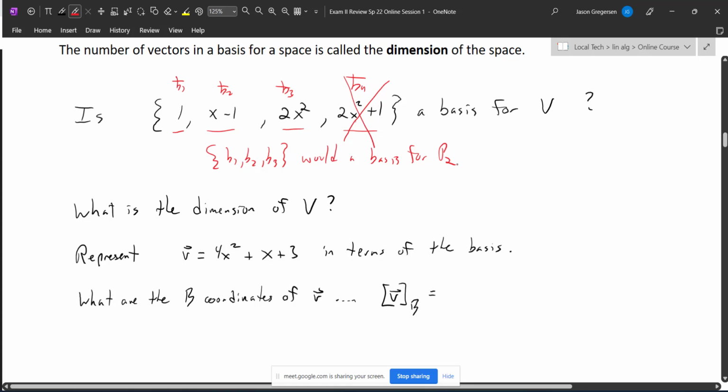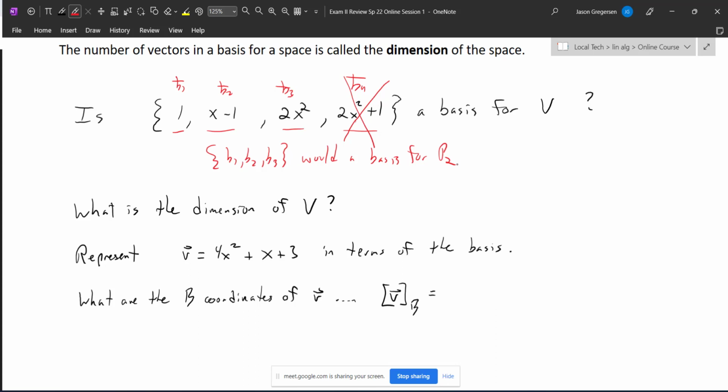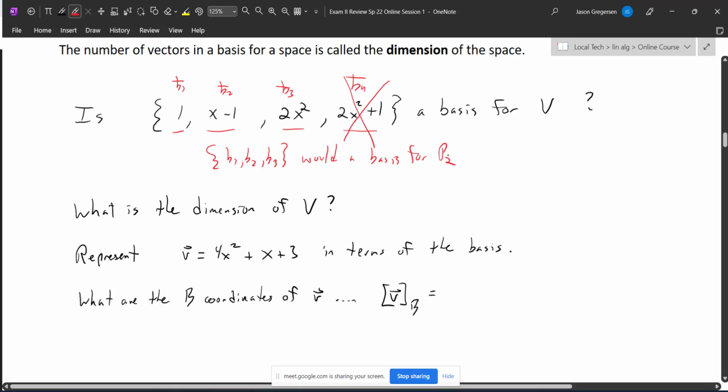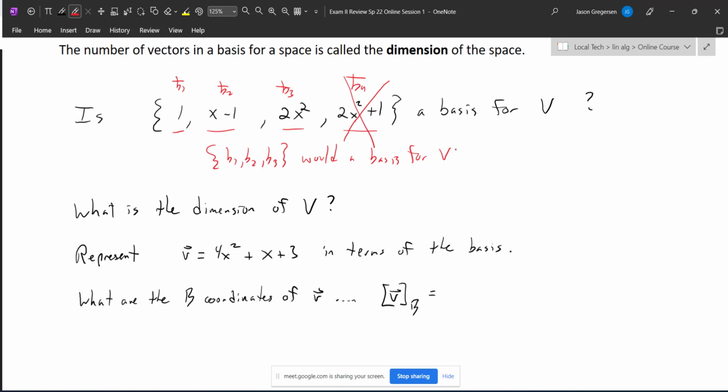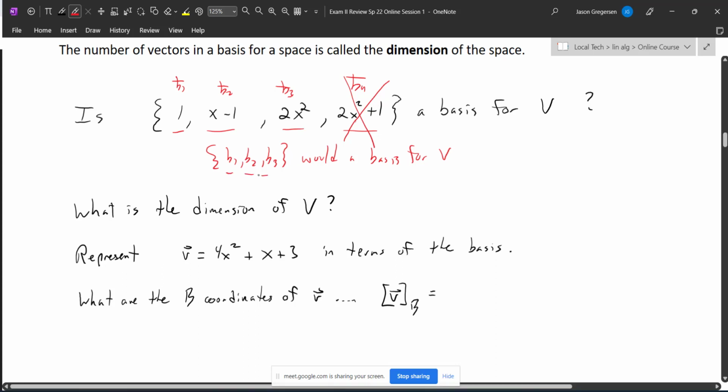Okay. Having established that that's a basis, what is the dimension of the vector space? Go ahead and type that into the chat. What is the dimension of this vector space? All right. Quite a few threes real quick. So our definition of dimension is the number of vectors in the basis. Here's a basis. I have 3 vectors in it, so the dimension is 3.